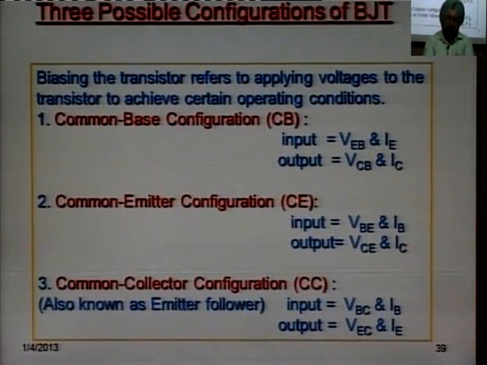Now, when you use this bipolar junction transistor, you have got three possibilities. We have three terminals, one is emitter, one is base, one is collector. So, I have been calling biasing. Biasing means proper voltages that you have applied to the transistor, as I am saying, emitter base junction is always forward biased, collector base junction is always reverse biased. So, biasing means applying proper voltages to the transistor so that you can achieve certain operating conditions.